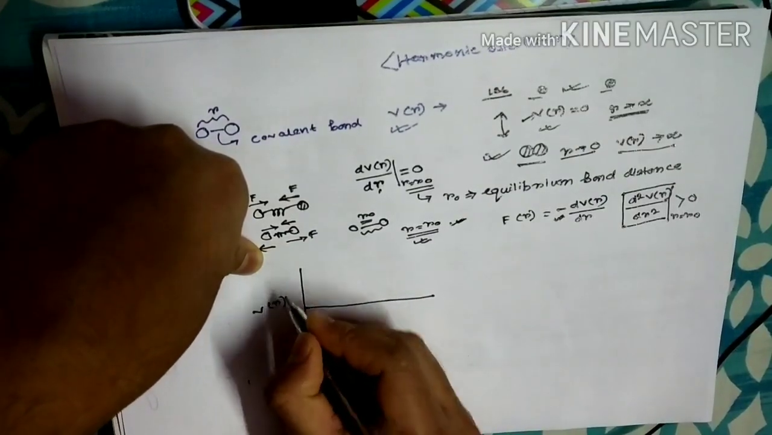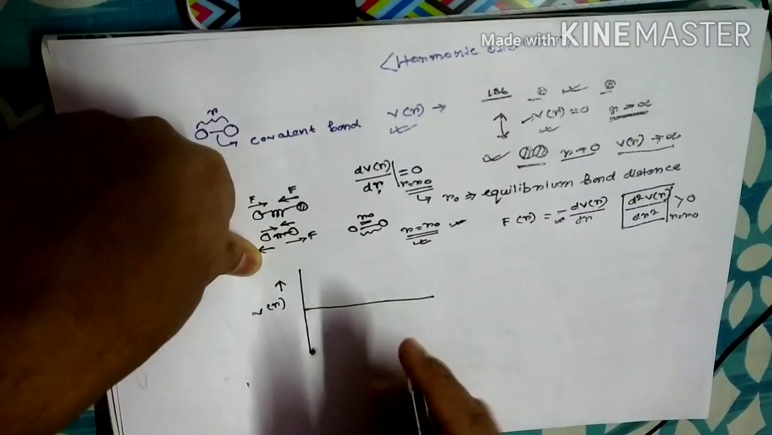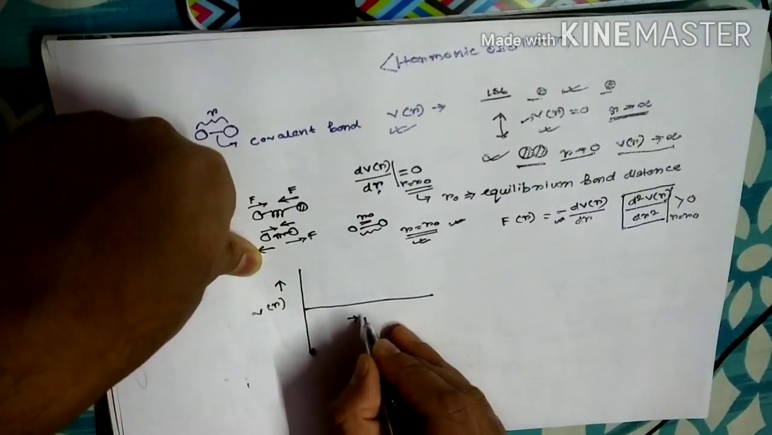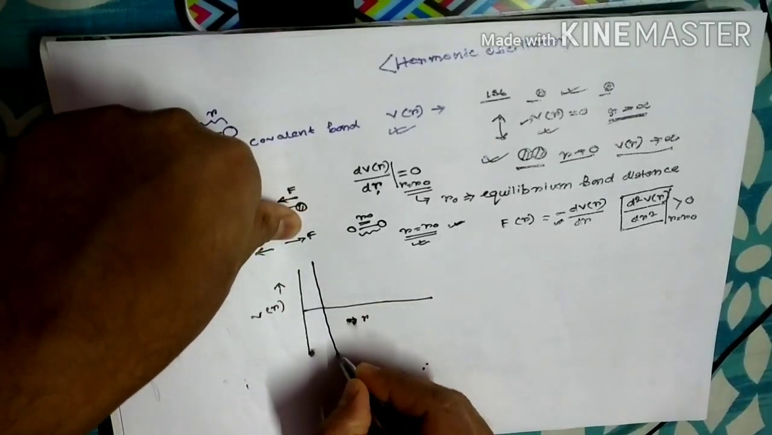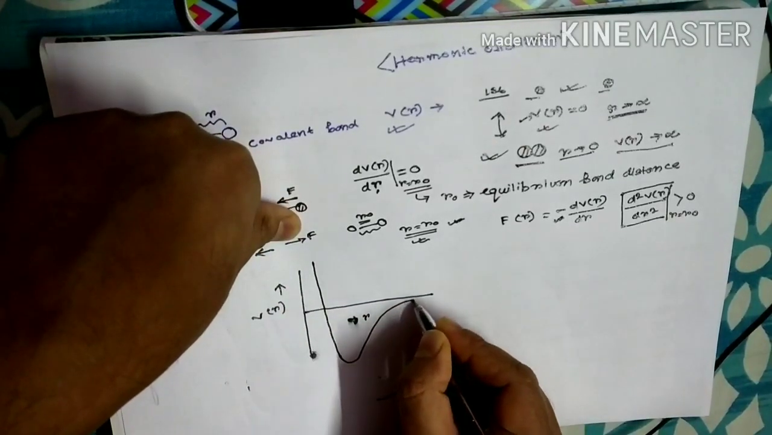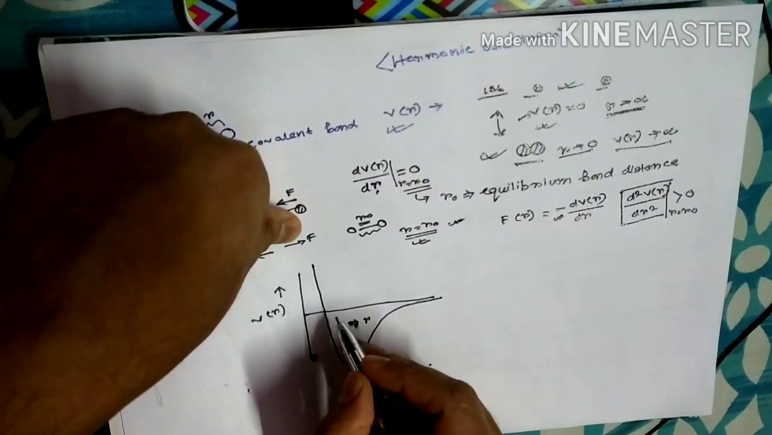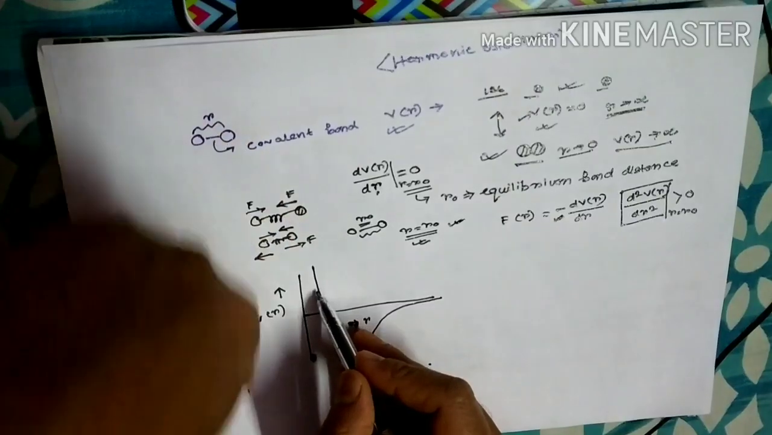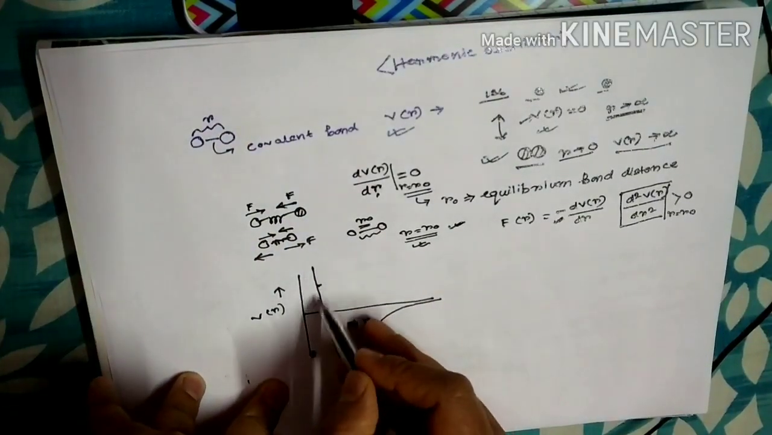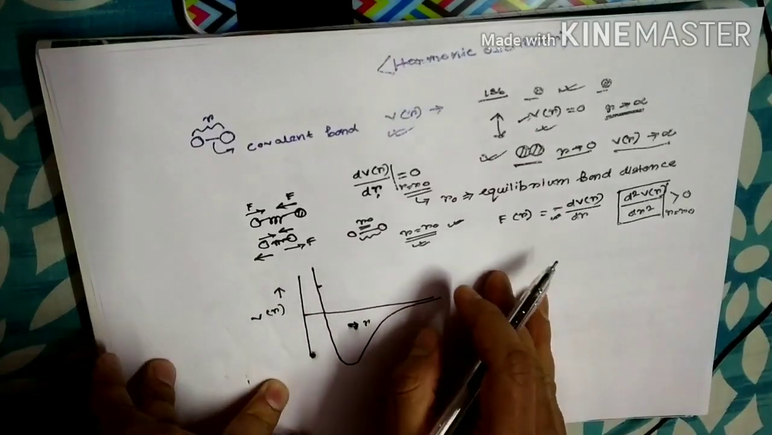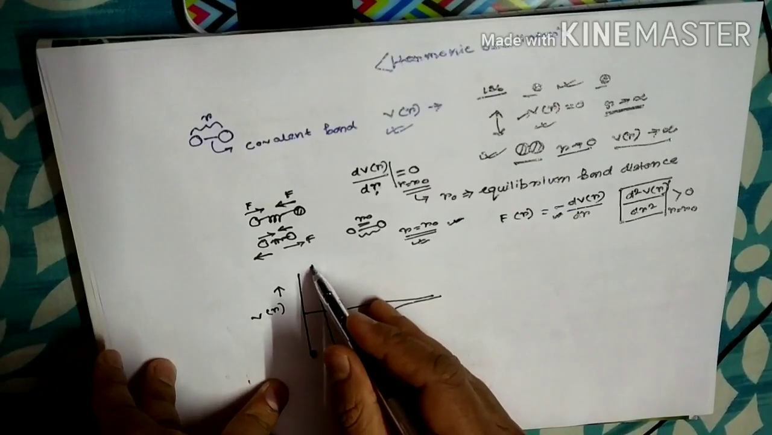On the y-axis is the potential energy function as a function of r, and this is the x direction, this is r. So the potential energy function will look like this. As you can see, when r is very small, the atoms are very close to each other, and due to the electronic repulsion, there will be a huge steep rise of the potential energy function with this distance. So you can see this curve.